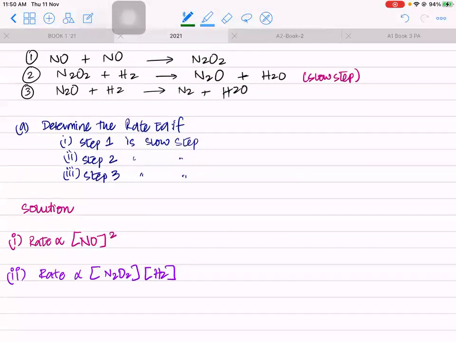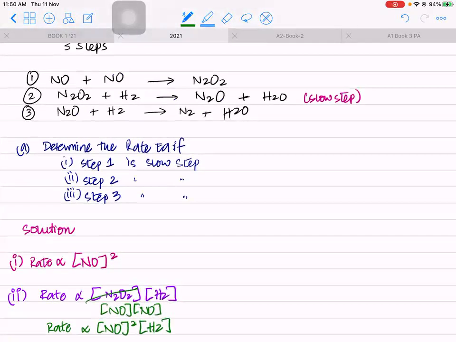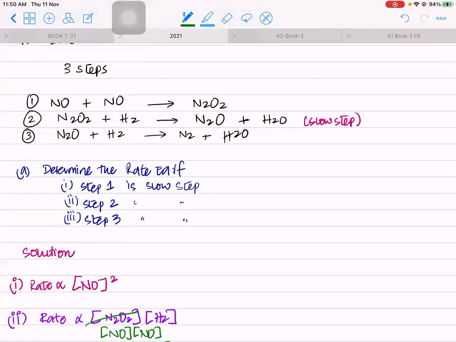Now you see, how is this intermediate being formed? This intermediate is being formed by two NOs. Do you see that? So can I replace the N2O2 with two NOs? Can I replace this with NO and another NO because they make up N2O2? And the two NOs basically can be written as NO squared and H2. So the rate equation therefore becomes rate is directly proportional to NO squared and H2. Why not N2O2? Because it's an intermediate. And why did we write NO squared? Because N2O2 is being made by two NOs.